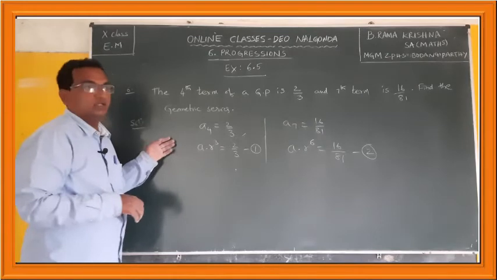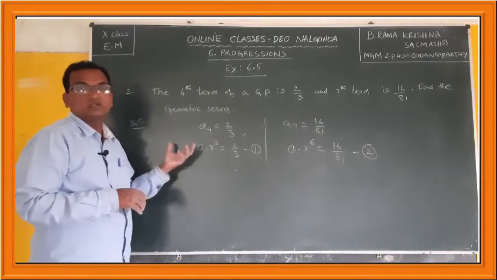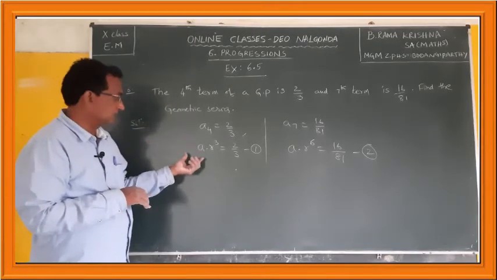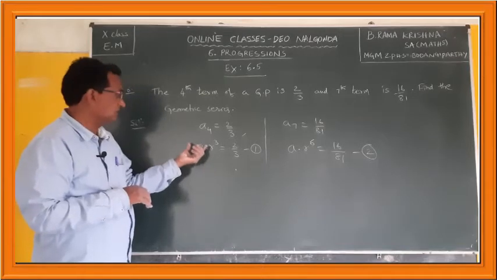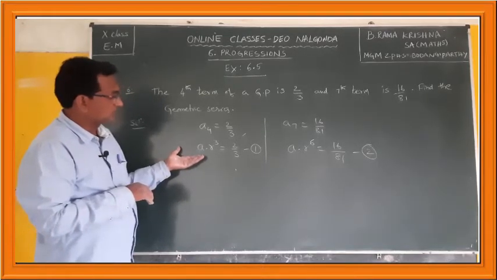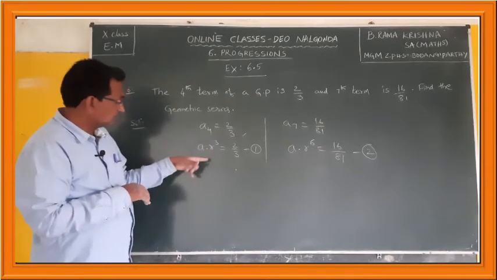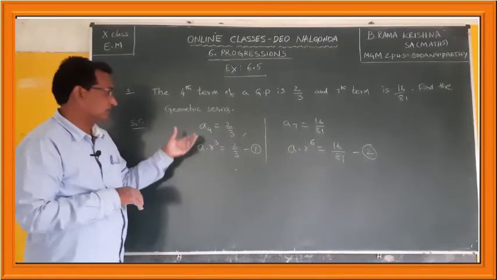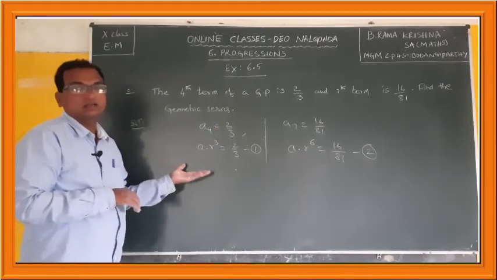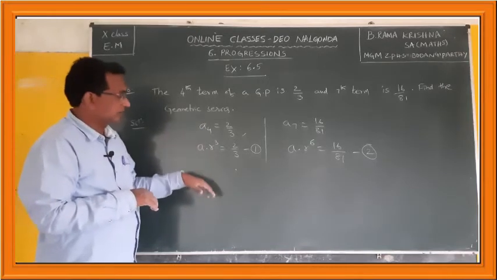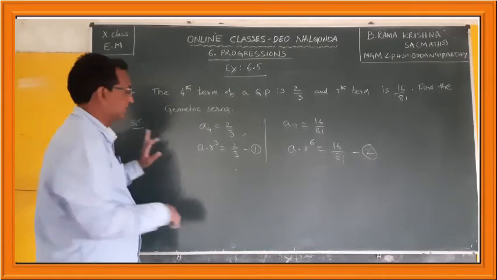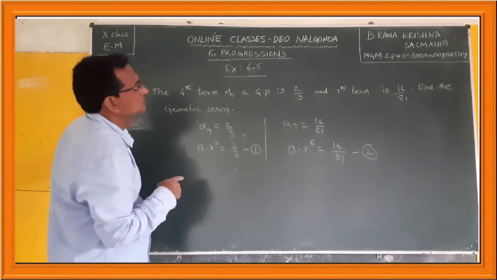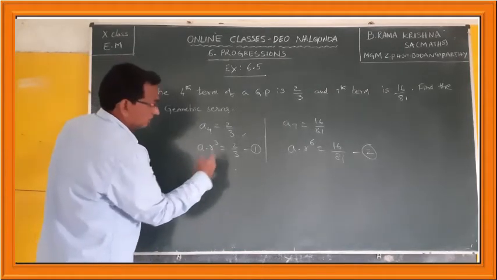In AP also we came across such things where two linear equations were there, and we solved those two linear equations to find out a and d. But here, these are not linear equations, they are exponential equations which you have to solve to get a and r. So, same process: eliminating one variable you can calculate the other, and then after calculating that you can calculate the one which was eliminated. Okay, how to eliminate one variable from these two? Just by dividing the two equations.